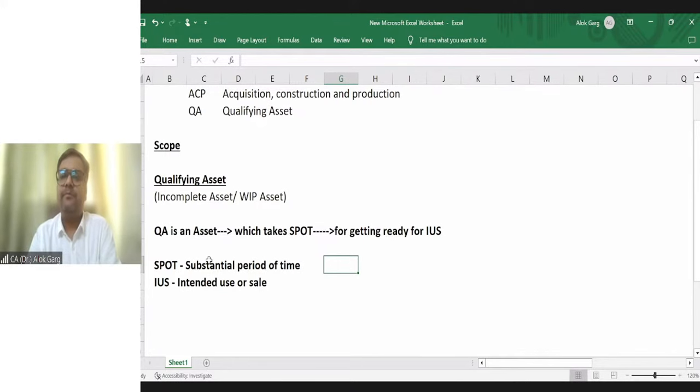But still, if you want to give your answer in both ways, you can write that if this would have been a substantial period of time, then this amount should have been capitalized. You can write in that manner as well. But normally, if it is 1 month or 2 months, you can ignore that as a substantial period of time.